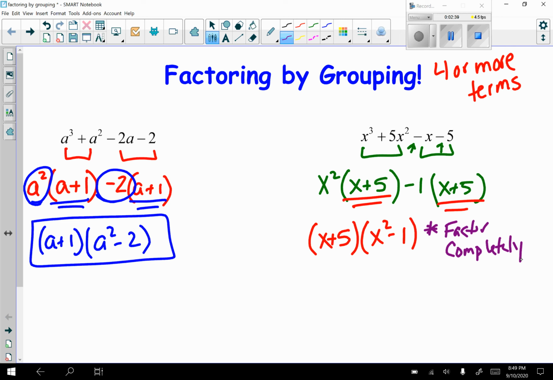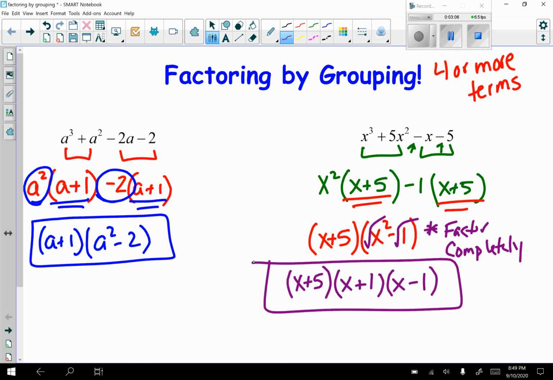My second parentheses here can be factored further using difference of squares. So my first parentheses is unchanged. I'm not factoring it. I'm just bringing it down. My next parentheses is a difference of squares. You should remember from Algebra 1 or the previous video: x, 1, 1. I'm taking the square root of each piece. x plus 1, x minus 1. So this is the factored form of my original polynomial.